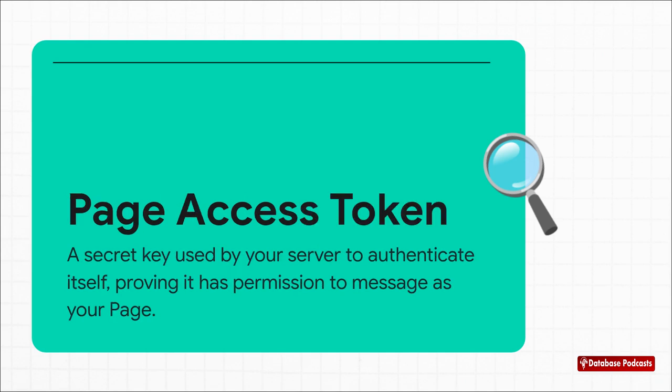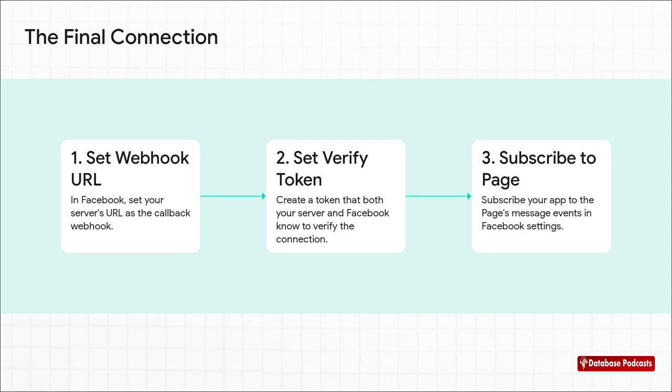But wait, how does Facebook know your server is allowed to send messages as your page? That's where the page access token comes in. It's basically a secret password. When your server sends a reply, it includes the secret token. Facebook checks it and says, yep, this key is legit. This server has permission to speak for this page. So to wrap up the setup, it's a quick 3-step process in your Facebook app settings. You give it your server's URL, you make up a simple password, a verify token that both your server and Facebook know, just to make sure they're talking to the right place, and then you flip the final switch. You subscribe your app to your page's messages.